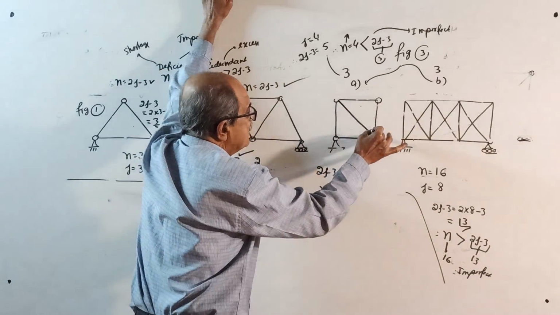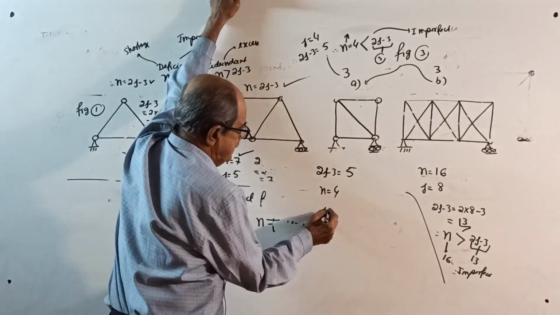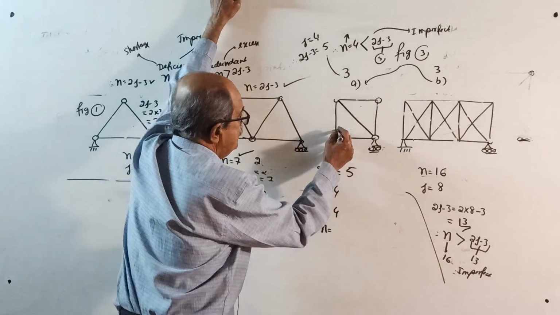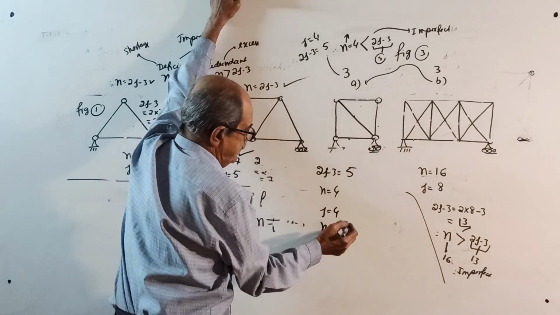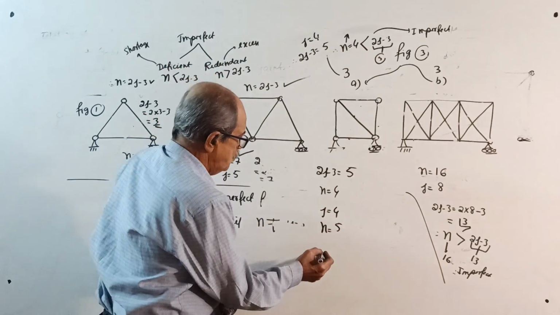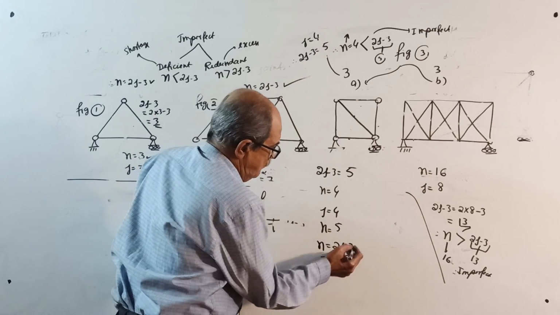Put one member extra. Now the number of joints is still 4 only, but the number of members will become 1, 2, 3, 4, 5. Now see, 2 into 4 is 8. 8 minus 3 is 5. Now, n is equal to 2j minus 3. Now it becomes perfect.